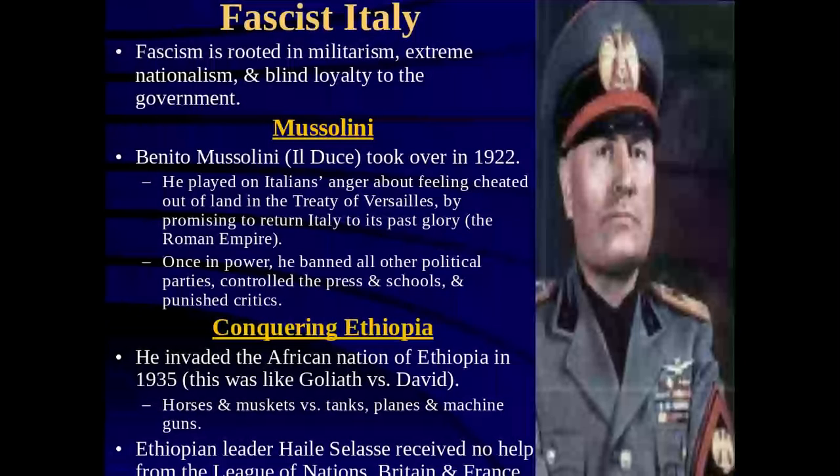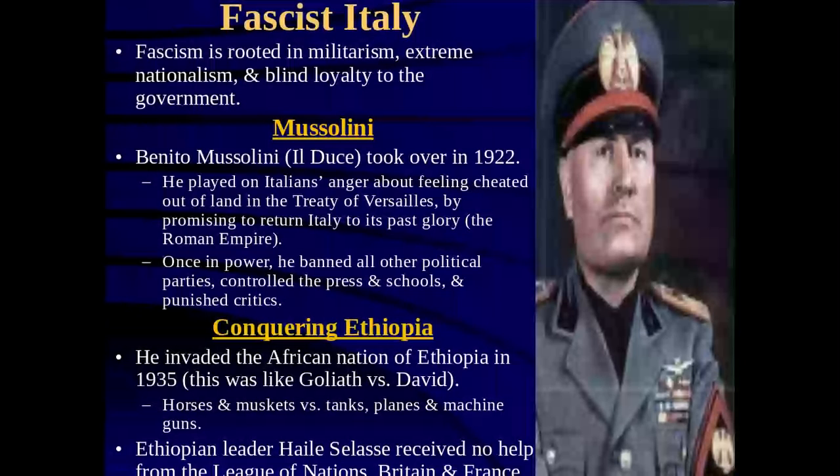Then we turn to this guy right here, Benito Mussolini. So Italy is going to be traumatized by World War One. They were technically on the winning side, but their economy is going to collapse very early on, and Benito Mussolini is going to take over control of the government in 1922. So he is not a communist. This guy right here is known for fascism.